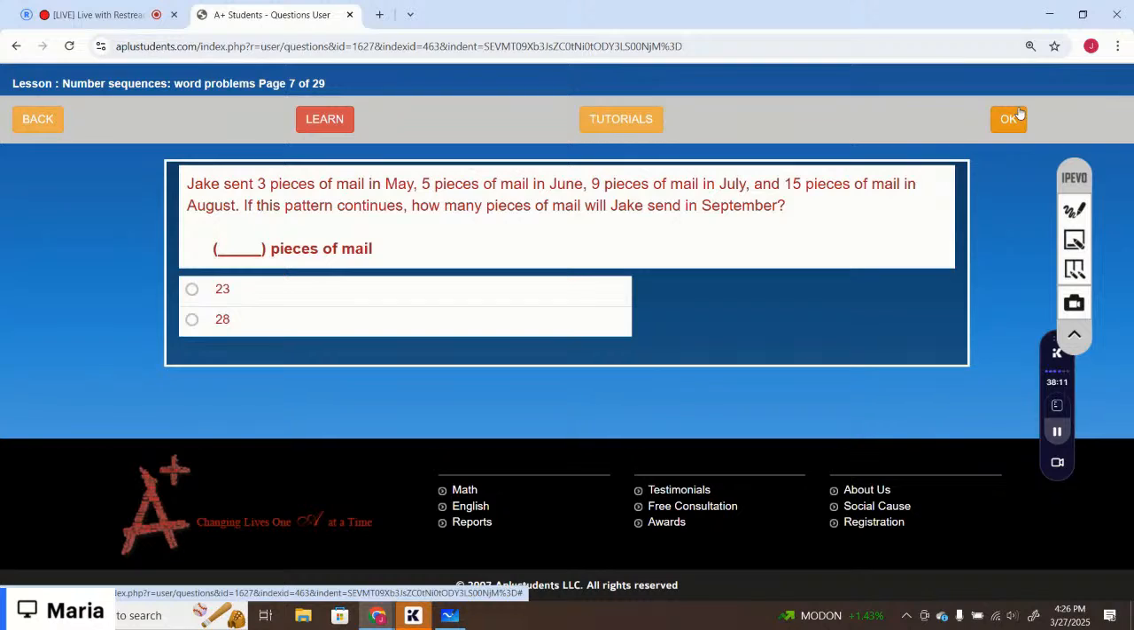Jake sent 3 pieces of mail in May, 5 pieces of mail in June, 9 pieces of mail in July, and 15 pieces of mail in August. If the pattern continues, how many pieces of mail will Jake send in September?